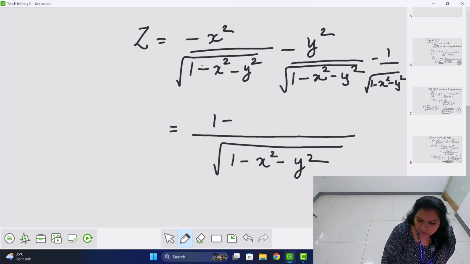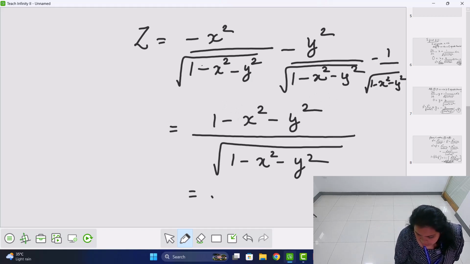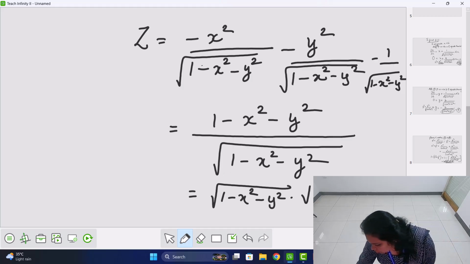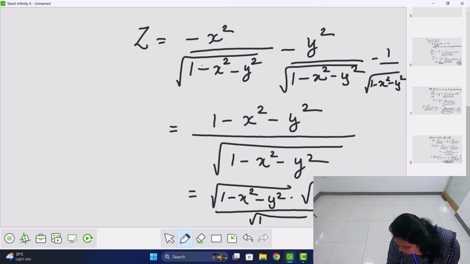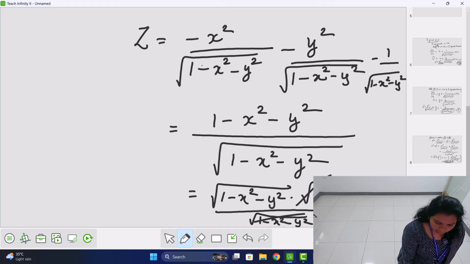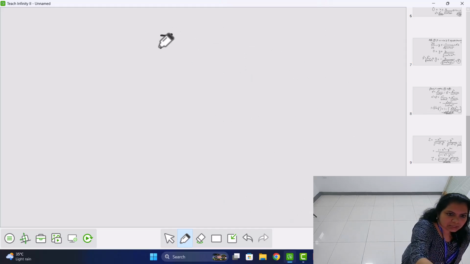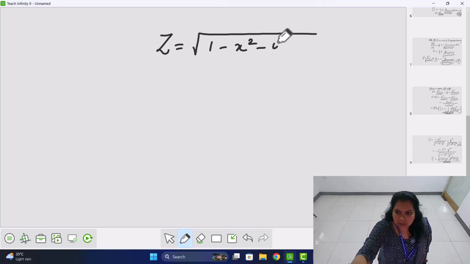So put it in order. So 1 minus x square minus y square. So now we can replace this as 1 minus x square minus y square into root of 1 minus x square minus y square, the whole divided by under root of 1 minus x square minus y square. So cancel the term. Already you are getting z here. So you'll get z is equal to under root 1 minus x square minus y square.